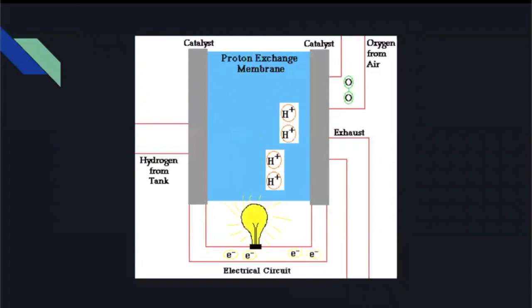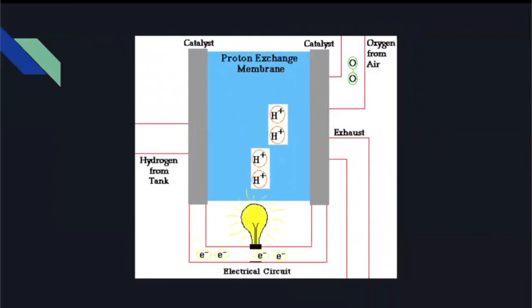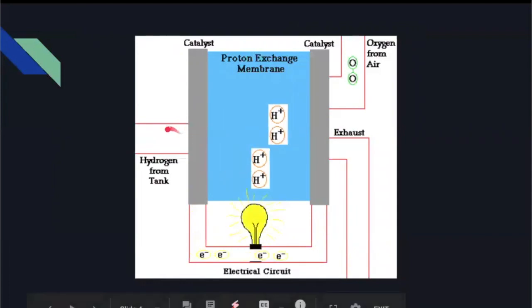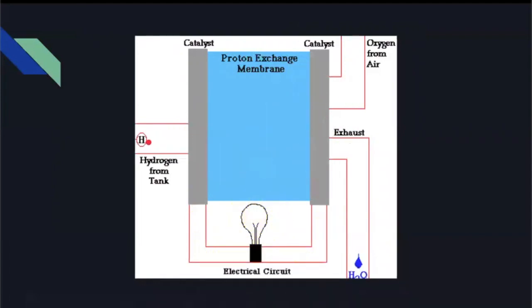Now, shown here is a simple animation of what happens in a fuel cell. I just really like this GIF because it gives you a better idea. More specifically, this is a proton exchange membrane fuel cell. Hydrogen gas as H2 is fed from the tank. At the catalyst or the anode, the hydrogen gas breaks apart into two hydrogen ions, releasing two electrons.